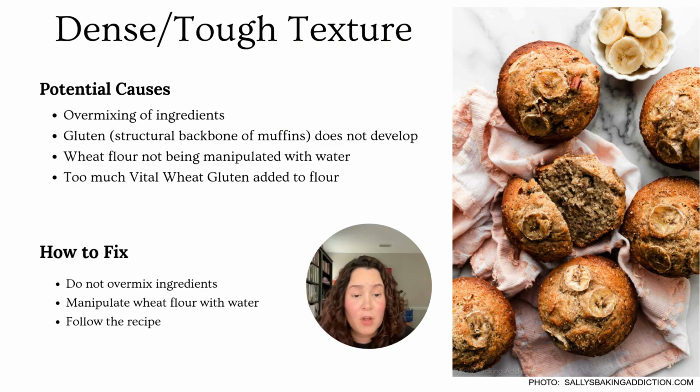A dense, tough texture of your muffin may arise if the ingredients are overmixed. Gluten will not develop properly, which, as we know, is the structural backbone of the muffins. Additionally, if vegans or other people add vital wheat gluten to the all-purpose flour, it can make the muffin very chewy and very tough due to the addition of extra gluten when it is activated with a liquid. The way we can fix this is, again, do not overmix the ingredients, manipulate the wheat flour with water to ensure the gluten is activated, and follow the recipe. Many of these issues can be avoided if the recipe is properly followed and ingredients are properly measured.